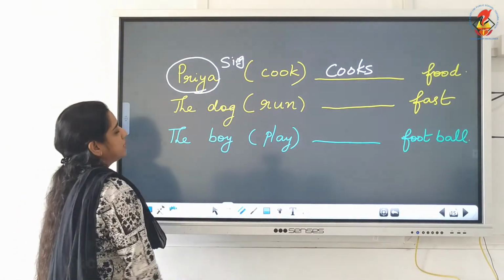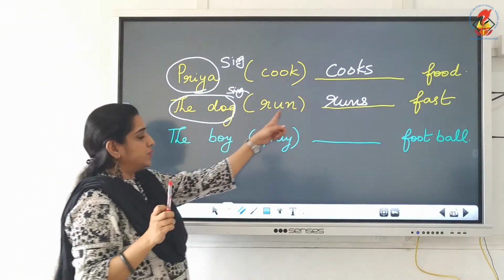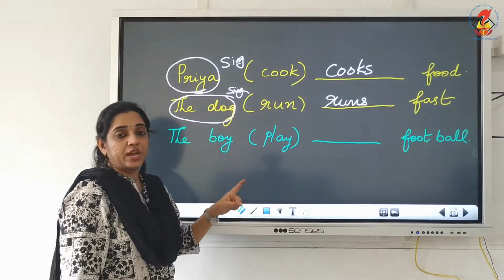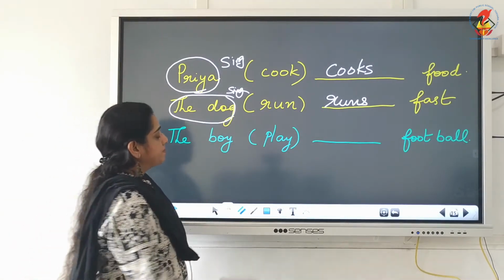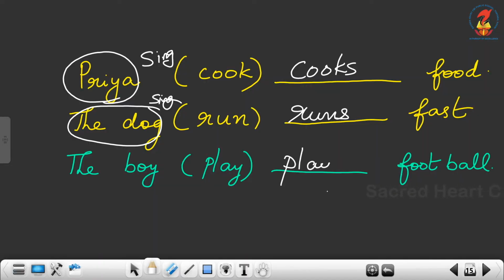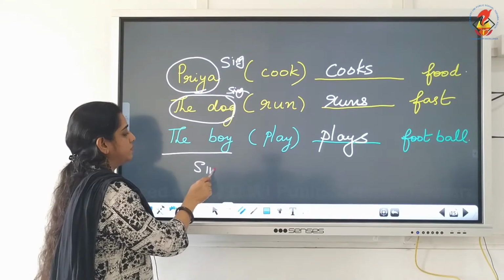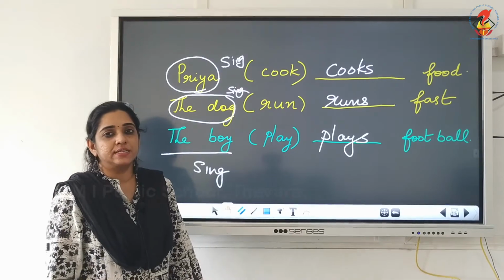Now the dog, how will you write the dog? Runs. Why? Because the dog is singular. Is it? It's one. Because of that you have to use s with the verb. And also the question is change this to simple present tense. The boy, play is the verb. You have to change that to simple present tense. How? Plays. The boy plays football. The boy is singular, one boy. So you have to use s with the verb in order to make it simple present tense.